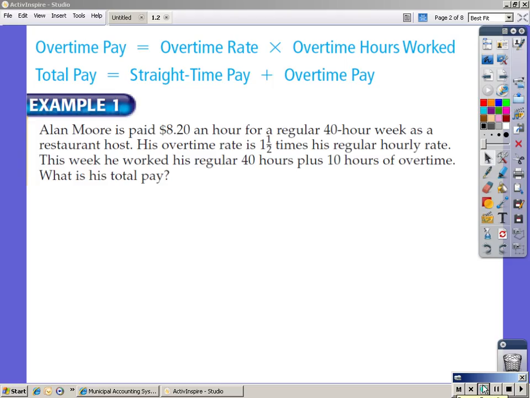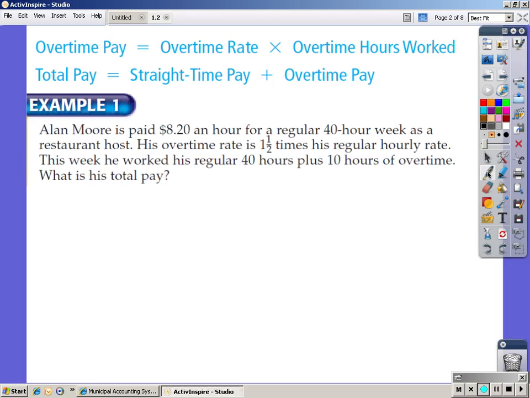Okay, let's take a look at our first example. It says, Alan Moore is paid $8.20 an hour for a regular 40-hour week as a restaurant host. His overtime rate is 1.5 times his regular hourly rate. This week he worked his regular 40 hours plus 10 hours of overtime. What is his total pay?